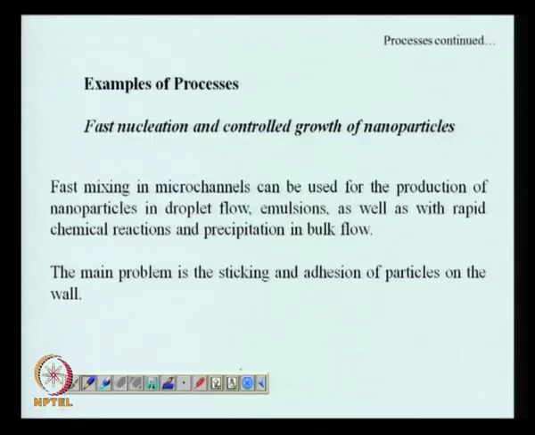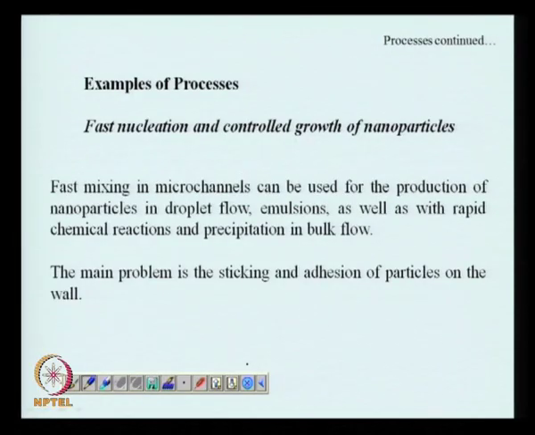So, next we will see some examples of processes where such enhanced rates are possible, and the presence of these enhanced rates has led to interesting applications. For example, fast nucleation of nanoparticles in small devices, and fast mixing in microchannels, can be used for the production of nanoparticles in flow of droplets, as well as rapid chemical reactions and precipitations in bulk flow.